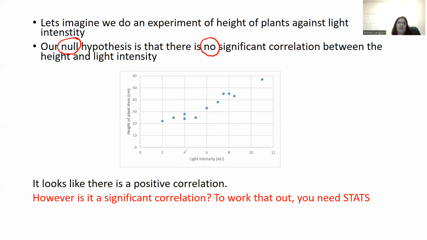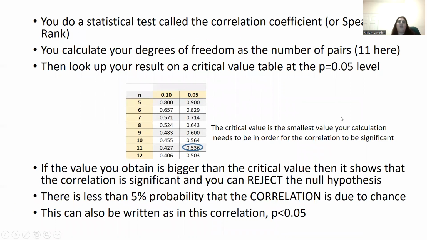But if you plot it, obviously there looks like there is some form of positive correlation. We could try and draw a best fit line going through that. And it does look like there is a positive correlation. As light intensity increases, height increases. But whether it's significant or not, we need to test using statistical tests. In this particular case, we look at Spearman Rank. So correlation coefficient or Spearman Rank, it's the same thing.